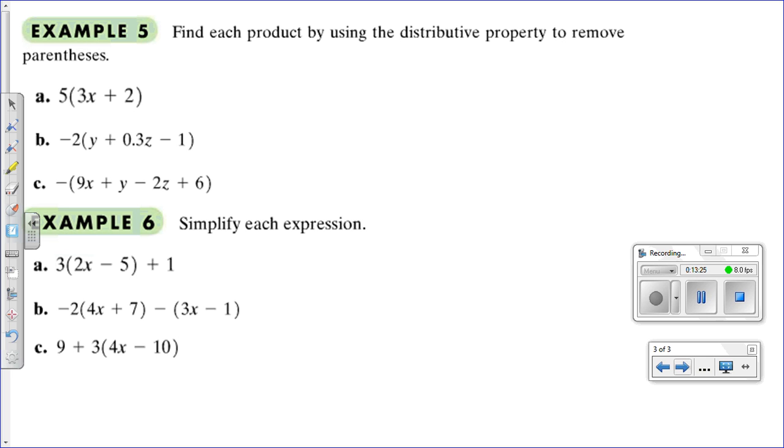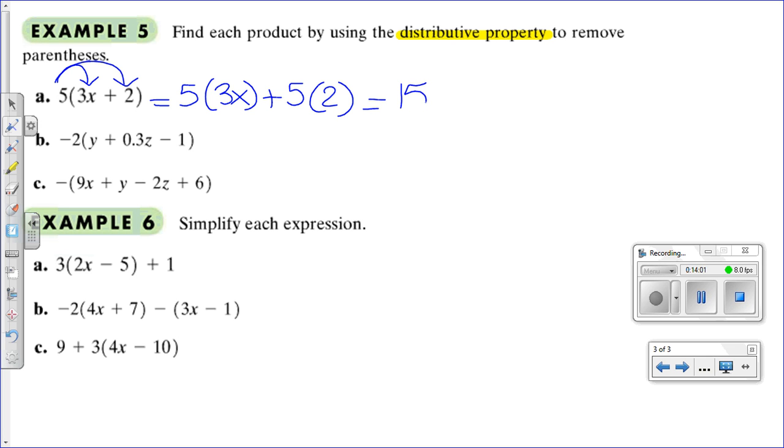And what we're going to do here is use the distributive property to remove parentheses. And remember, parentheses imply multiplication. And when we say distributed number, we imply that you need to multiply that number to both elements inside the parentheses. So the long story here is that you multiply 5 times 3x plus 5 times 2. And the result for that will be 15x plus 10.